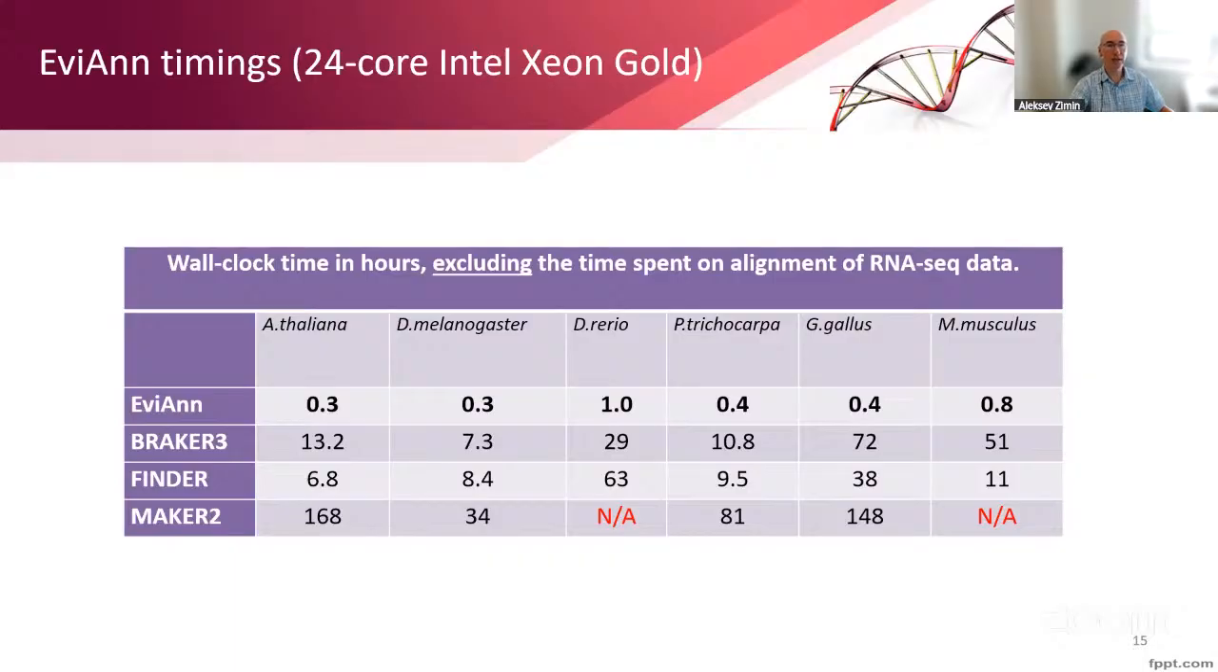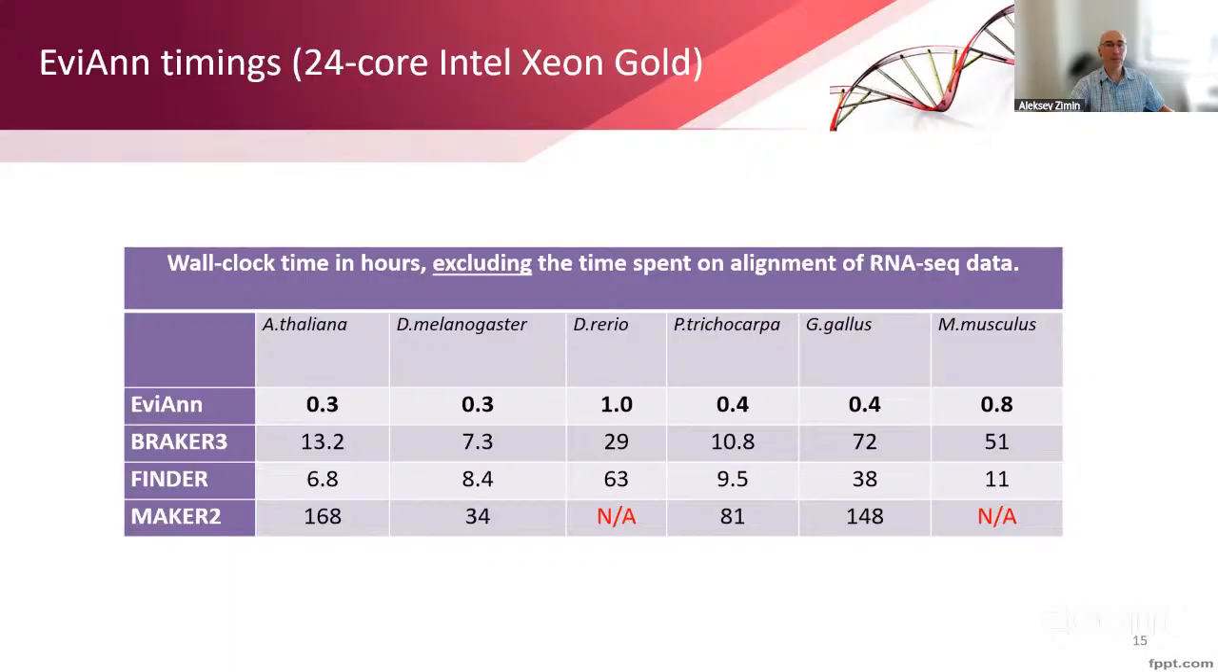But once RNA-seq data is aligned, EviAnn annotates Drosophila and Arabidopsis thaliana in less than 20 minutes. It takes 1 hour on zebrafish. It takes less than half an hour for poplar tree and chicken, and just less than an hour for the mouse genome, which is much faster than all other pipelines. And these timings are measured on one single 24-core Intel Xeon Gold computer. So we don't need a cluster, and we don't need any excessive memory requirements.